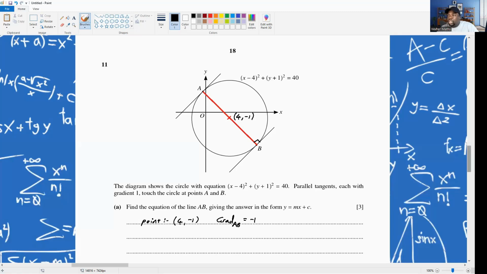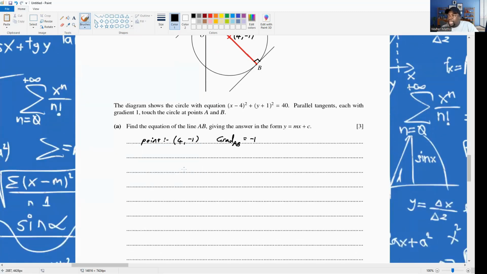So we can now find the equation of the line AB by saying y minus -1 is equal to m, which is -1, of (x minus 4). I'm using the formula y minus y1 is equal to m of (x minus x1) to find the equation of the line. So y plus 1 is equal to minus x plus 4. So the equation should be y is equal to minus x, and subtracting 1 from both sides, 4 minus 1, so it's plus 3. That's our answer to part A.